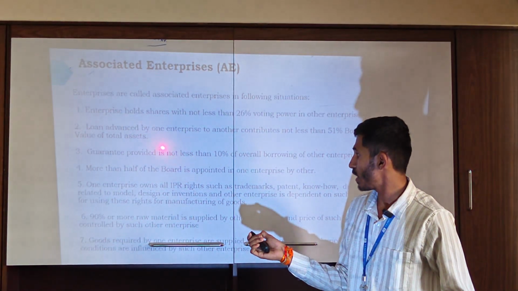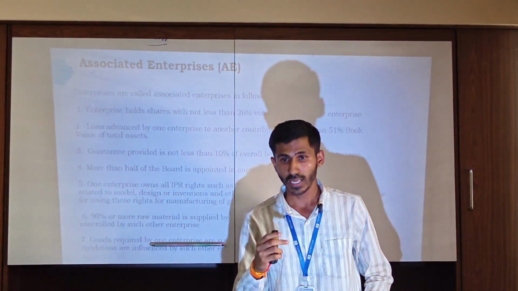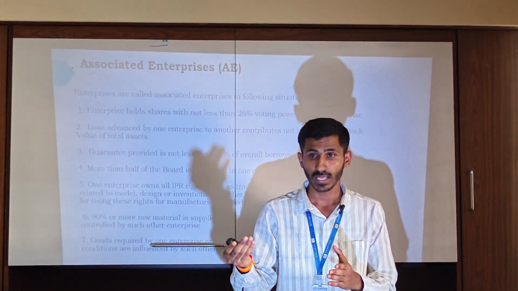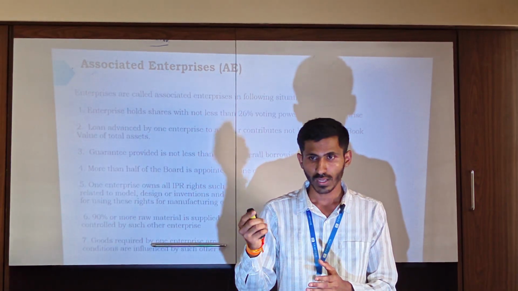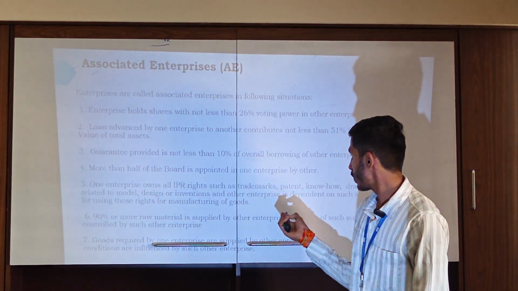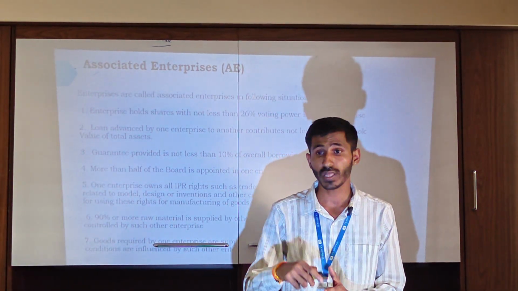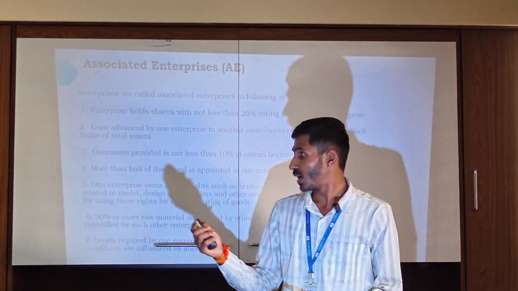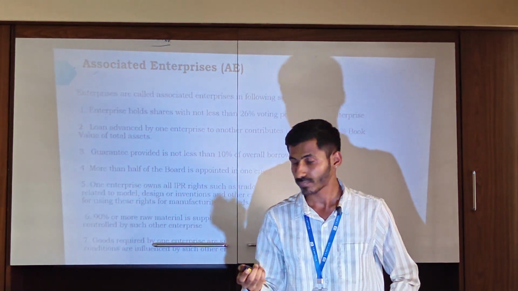Then, a guarantee provided is not less than 10% of the overall borrowing of the other enterprise. Here Y Limited has taken a loan where X Limited has given a guarantee. That guaranteed value is not less than 10% of the overall value of the loan. Next, more than half of the board of directors of one enterprise is appointed by another. This means X Limited can appoint more than half of the directors in Y Limited, or one executive director.